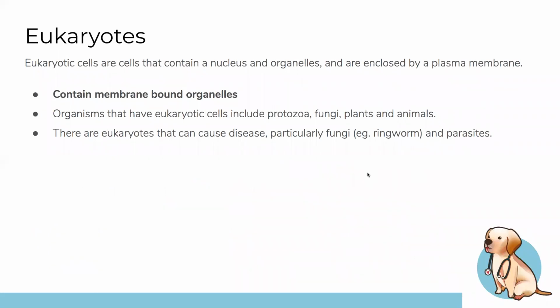Eukaryotes, I feel like we've covered it quite a bit, but eukaryotes don't just include animal cells, they can be protozoa, fungi, plants, all that. You would think mostly bacteria cause disease, but some eukaryotic cells can also cause disease, like fungi, like ringworm, and parasites. You will learn that more later on.